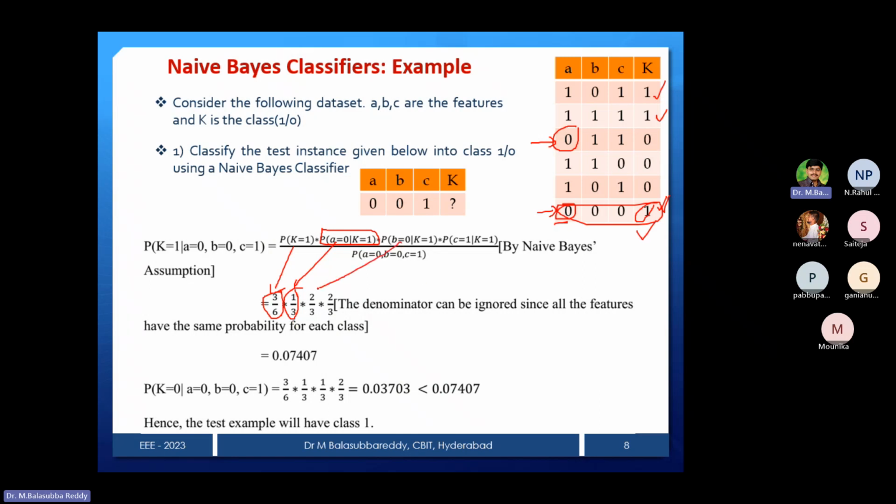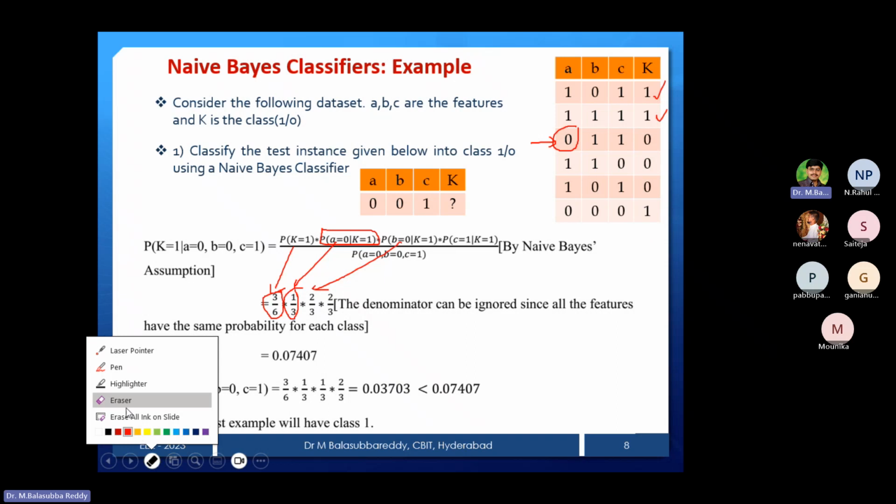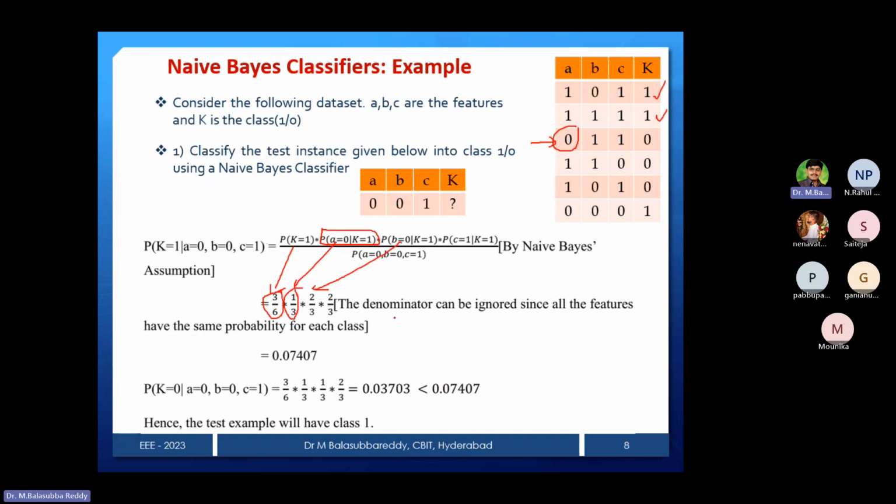And the other one you can see is B is equal to 0, with K is equal to 1. How many instants does it occur? Now B is 0, K is 1: this is one instant. And B is 0 but K is 0: we cannot take that. And there is another instant. These are the two instants we have, B is 0 with K is 1. So then our answer is 2 by 3.